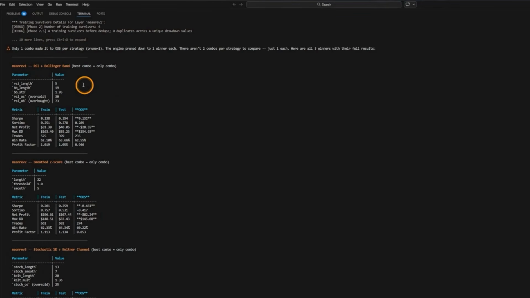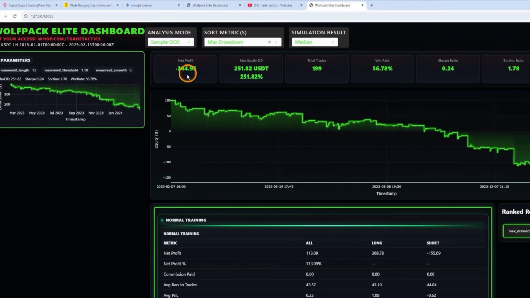So we did get 3 of these mean reversion strategies, and it looks like none of them were actually that great. I'll show you the best one here. This one here, I'm going to launch onto the dashboard. So this right here is the results on the out of sample. You can see it's not good. This is actually not performing in real time with new data.